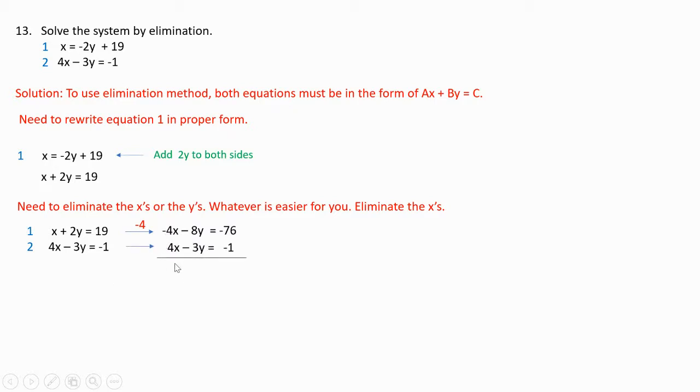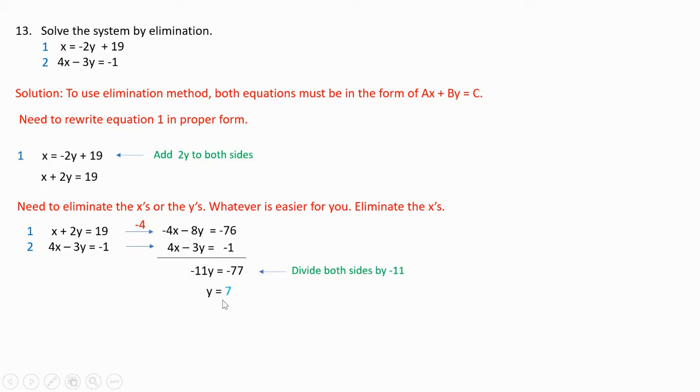Now we add them. -4x plus 4x gives us 0. -8y minus 3y gives us -11y equals -77. Now we divide both sides by -11.